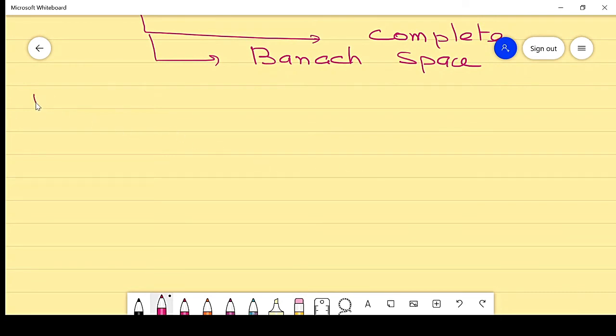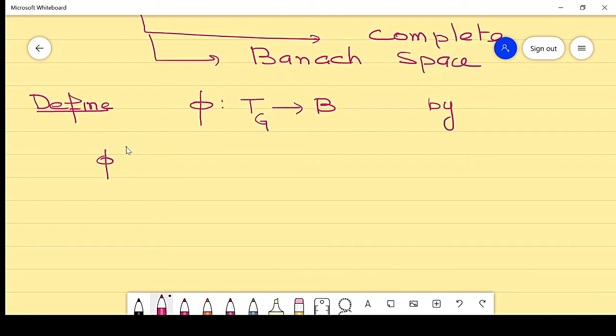Now I define a mapping phi from Tg to B. What is the element of Tg? This is (x, Tx), and what is the element of B? That is x, for every x belongs to B. So this is equation number 1.